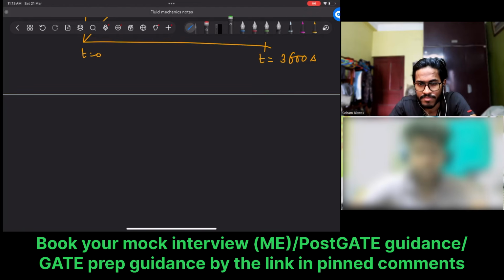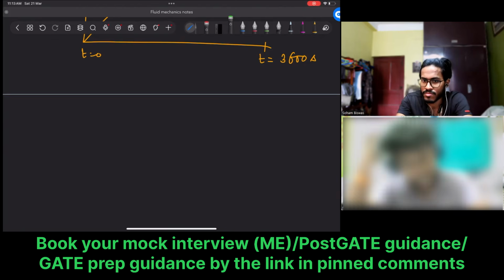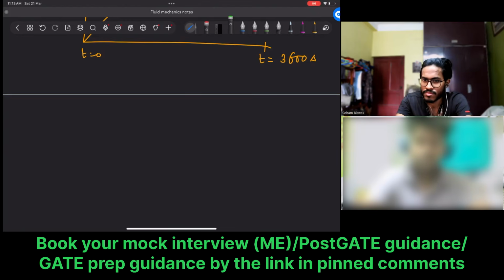For ice and water, it remains the same. And for vapor? For vapor, if it is not considered as a perfect gas, then it will vary, and the specific heat will vary.